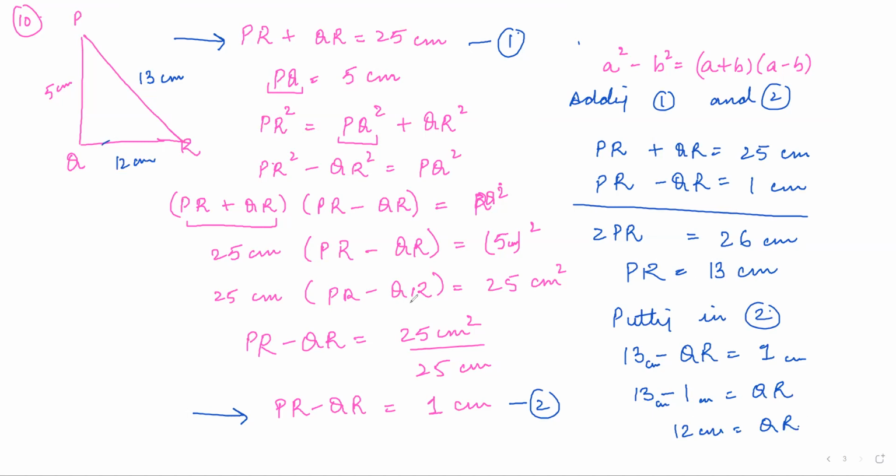Is this correct? So 13 I have, plus 1, right? Because you're taking the other side. No, I'm taking 1 here and I'm taking QR here. So QR has become positive on this side, and 1 will come here, it will become negative, right?